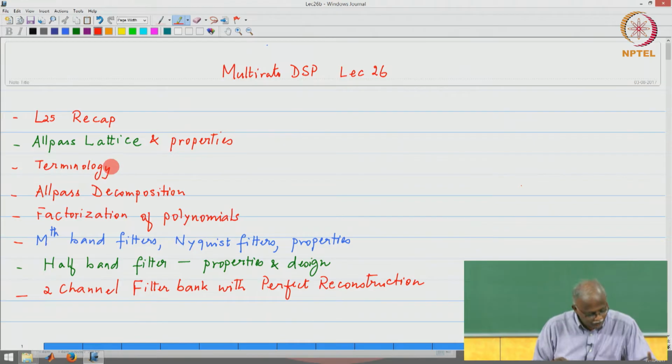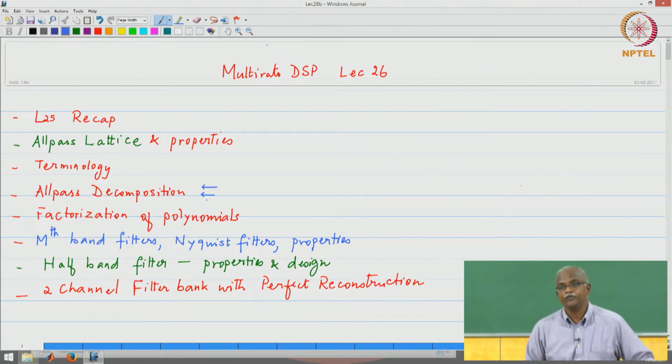We have also introduced some terminology: a bounded transfer function, a bounded real transfer function, lossless transfer function, lossless bounded real, and power complementary transfer function. So again, these are all going to play an important role. The focus of this lecture is twofold. One is to bring us to the context of the all-pass decomposition. So this is going to be a key part of today's lecture.